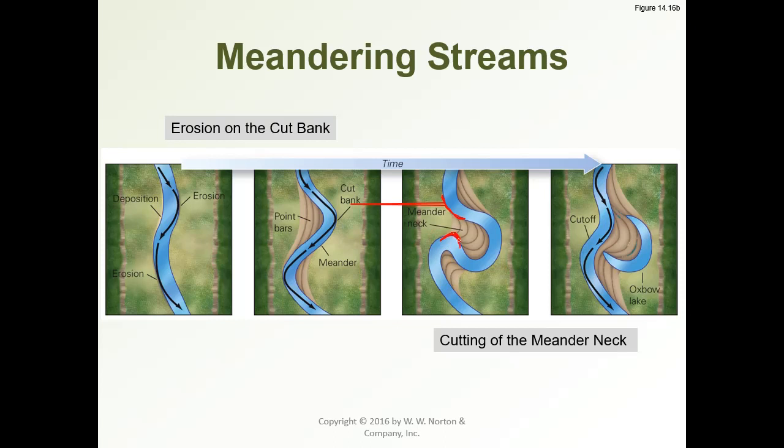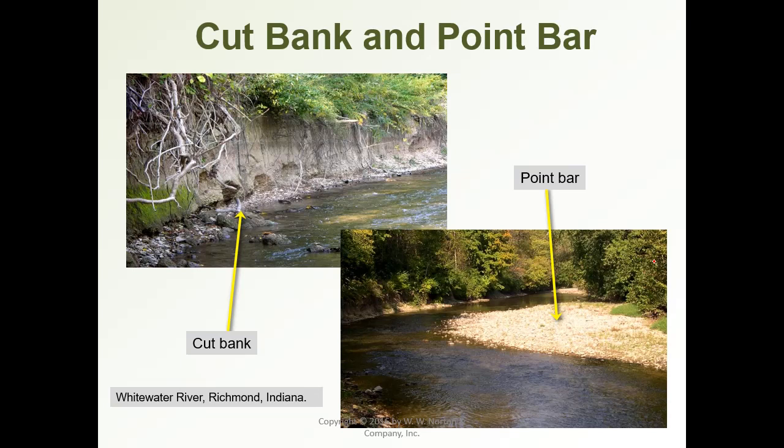So we have fast flow here. Eventually it'll cut through, and then we leave an oxbow lake, which can get filled in. So if you've ever been on a small stream, like canoeing or something, you may have observed this.